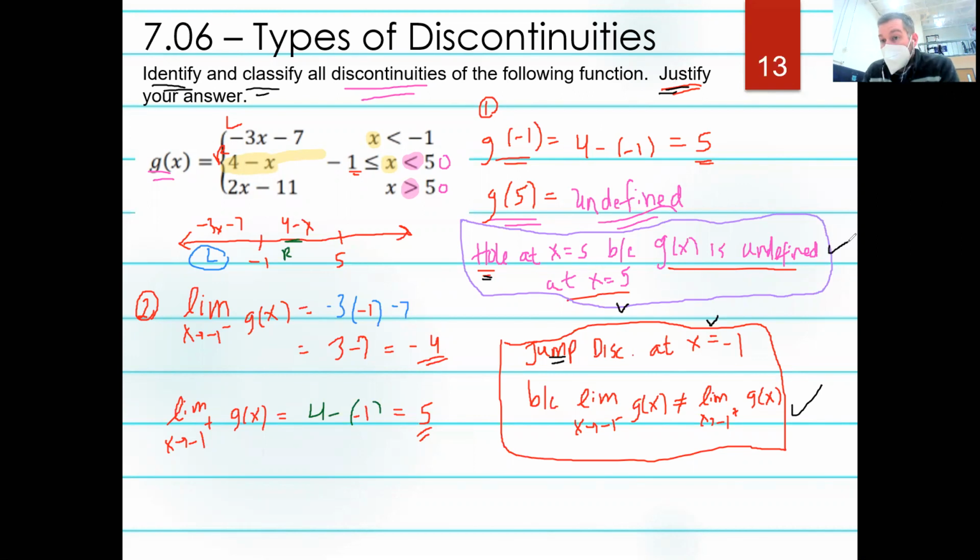So this is what you're looking for today. You're going to go through and try to find those different types of discontinuities, identify those types of discontinuities, and justify your reasoning. Get to that assignment. This is a huge one. This is a big one. This is one that will come up continuously.